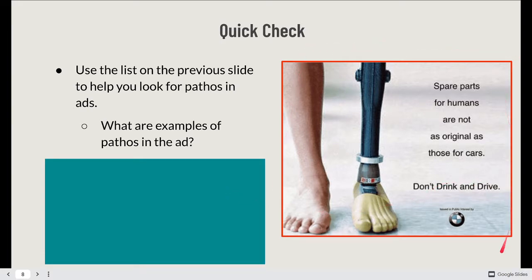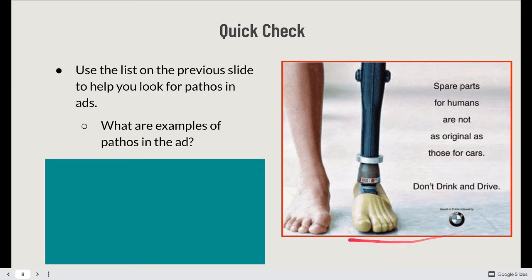And so here's another picture that I want you to consider the tone of. We see two feet here. One of them is biological, the other one not so much. And the advertisement reads, "Spare parts for humans are not as original as those for cars. Don't drink and drive." And it's really important with advertising that you see who is paying for the message.